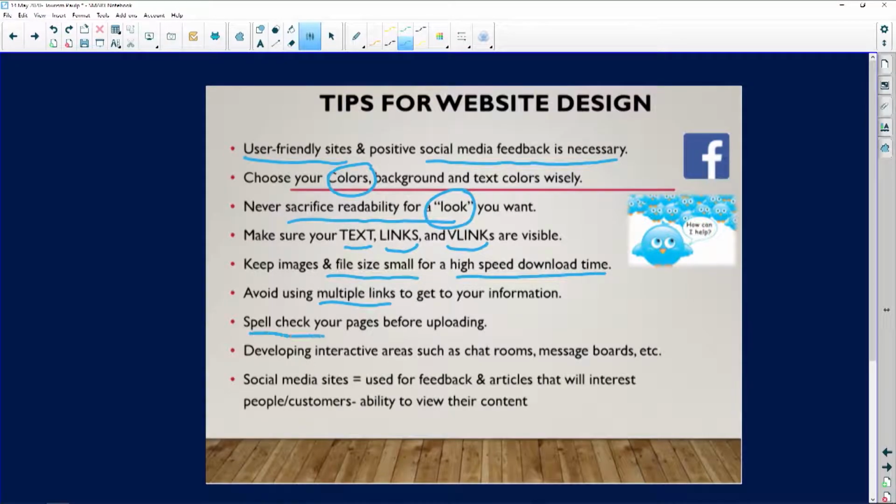Spell check everything before uploading. There's nothing as bad as spelling mistakes that are there forever. And then developing interactive areas like chat rooms. That's where the social media comes in. It can be used for feedback. You can even share articles with the interested parties like your customers, and they are able to view the content.